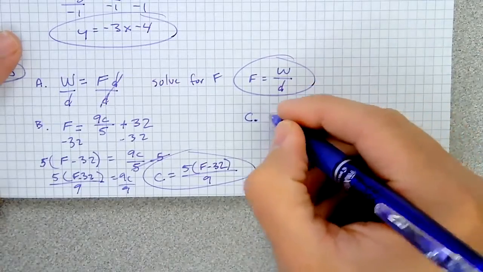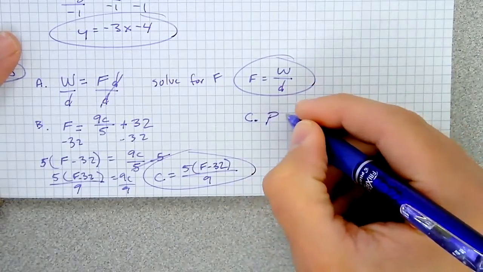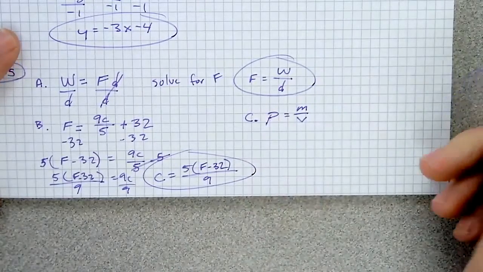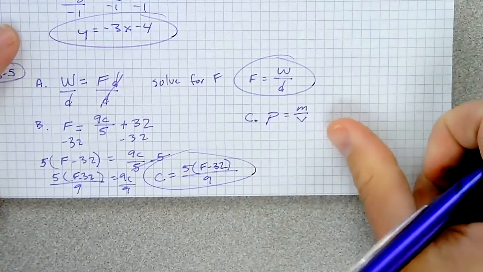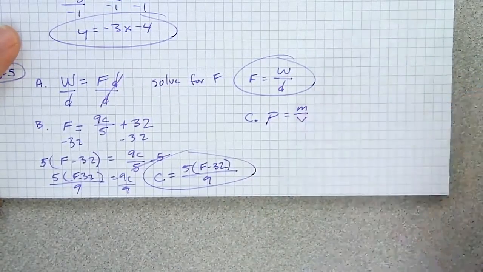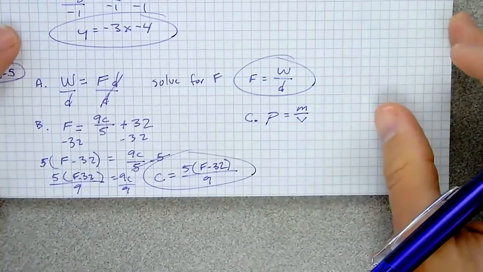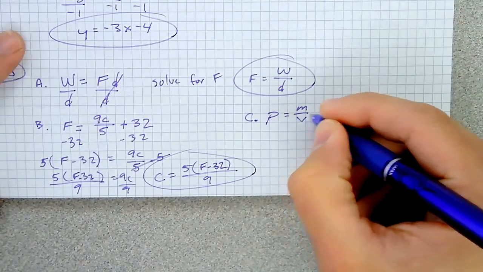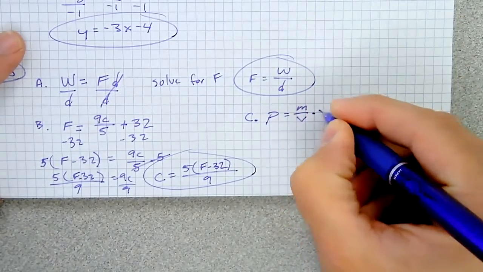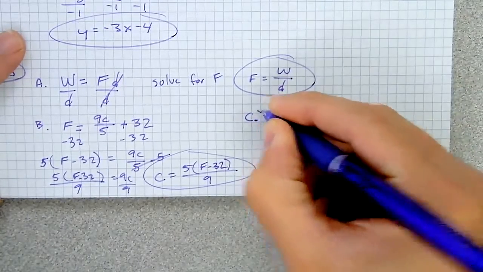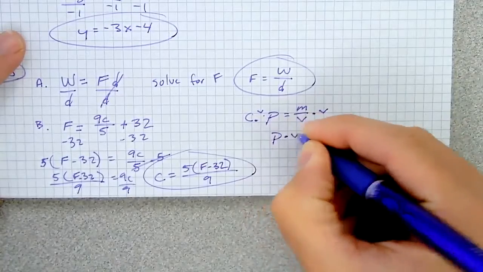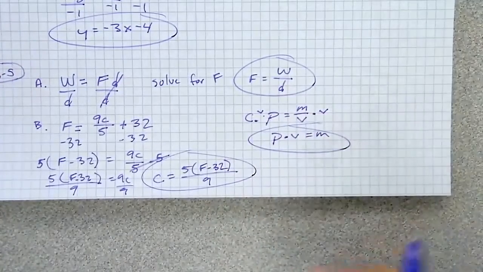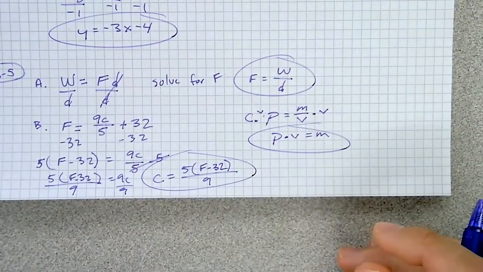Okay, so the last one, they use Greek symbols. Okay, rho equals mass divided by volume. Okay, they ask you to solve for mass. So we got to get rid of volume over here. Since we're dividing by volume, we have to multiply it to the other side. So rho times volume is going to give you the mass that we're looking for.